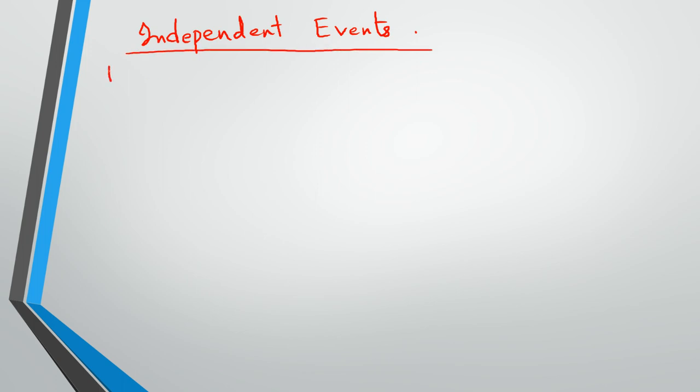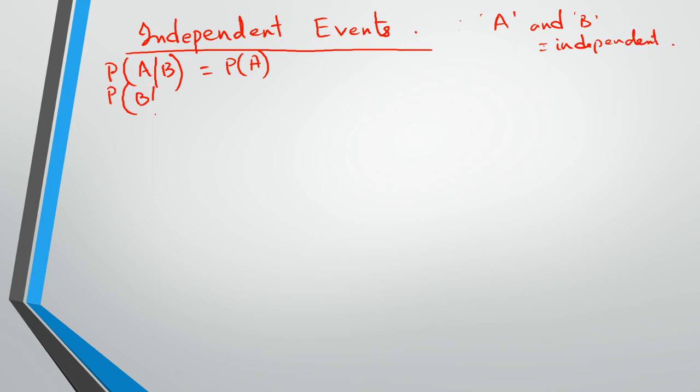Let's see this independent event a little bit further. Let's investigate these independent events from an example point of view. So I already said independent event is P(A given B) equal to P(A), if A and B are independent to each other, right? A and B independent to each other. Similarly, P(B given A) equals P(B).